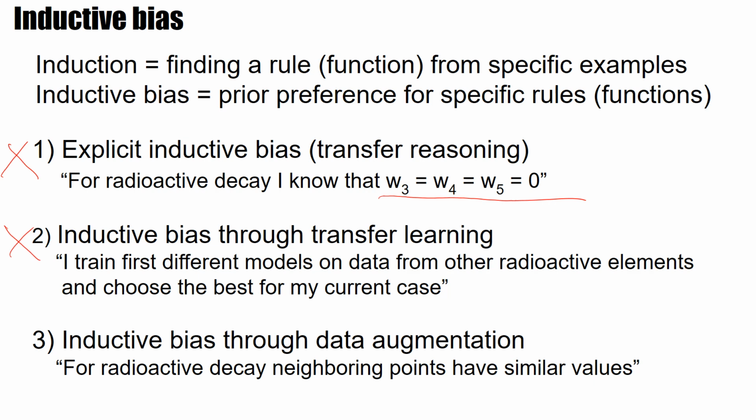I first have looked at data fits of many different models of radioactive decays, many different data sets of radioactive decay, and then from that I know what kind of model will work and I will choose the best one for the current case. Or I can bring in an inductive bias, not by choosing a formula, but by appropriate data augmentation. I know that for radioactive decay, neighboring points have similar values, they should go down, and this allows me to construct points.